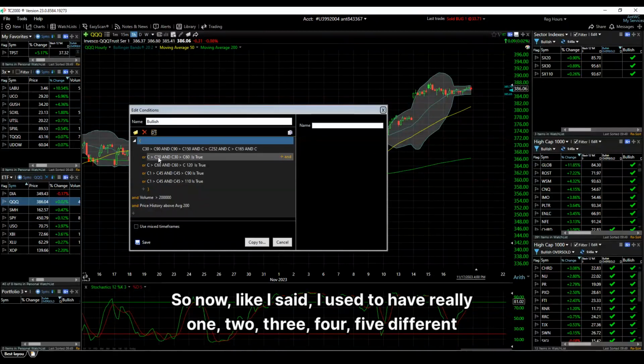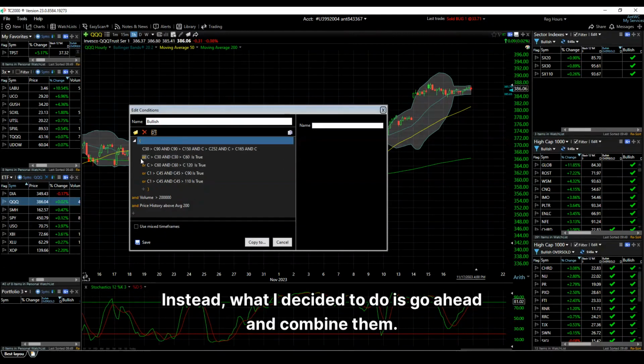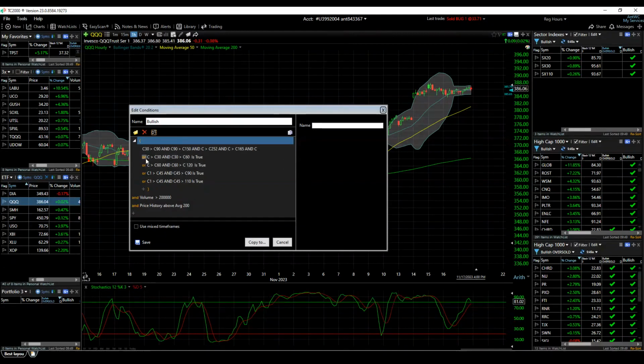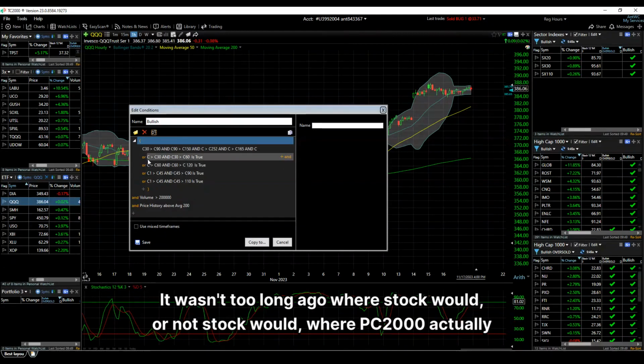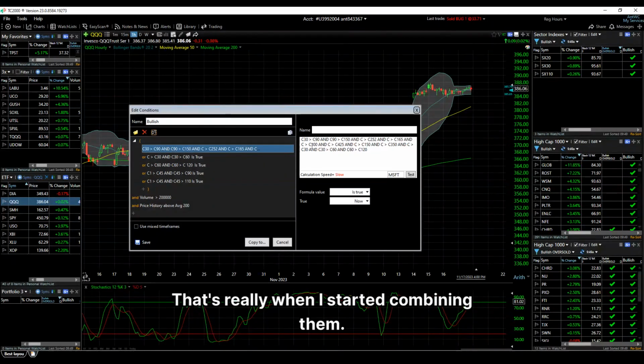Now, like I said, I used to have really five different bullish scans that I used to run separately. Some I like more than others. Instead, what I decided to do is go ahead and combine them. It wasn't too long ago that TC2000 actually gave you the option to change this from AND to OR. That's really when I started combining them.